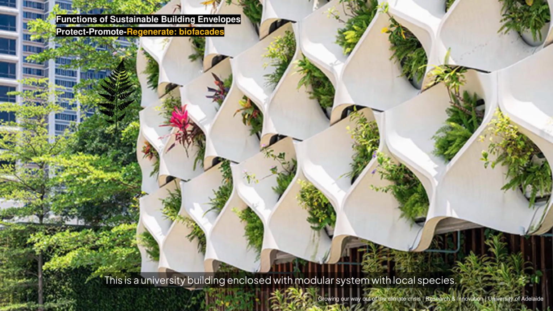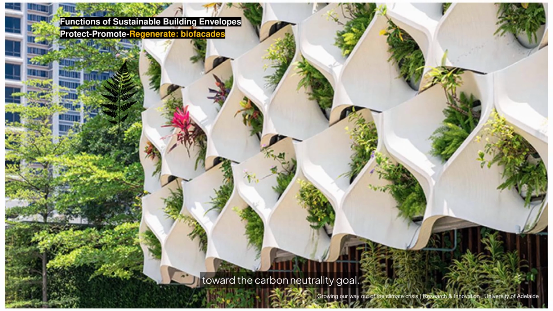This is a university building enclosed with a modular system with local species. Alpha diversity can guide the selection of diverse plant and habitat types for individual facades to support a broad range of species at each site. Biofacades exemplify the shift from sustainable to regenerative design, moving facades from being energy efficient to improving the atmospheric carbon balance. This section highlights how integrating life into the building skin, whether algae, moss, or higher plants, can dramatically enhance a facade's environmental performance toward the carbon neutrality goal.